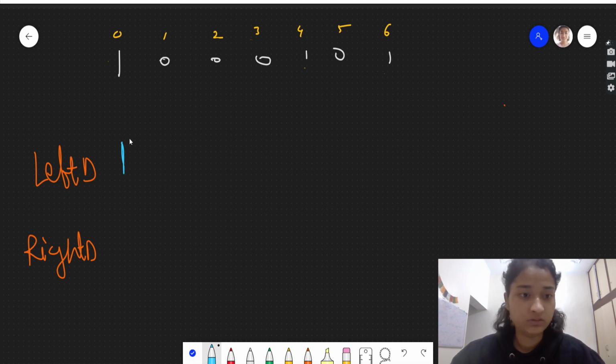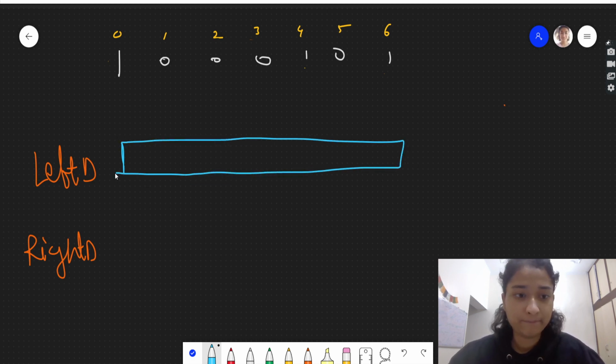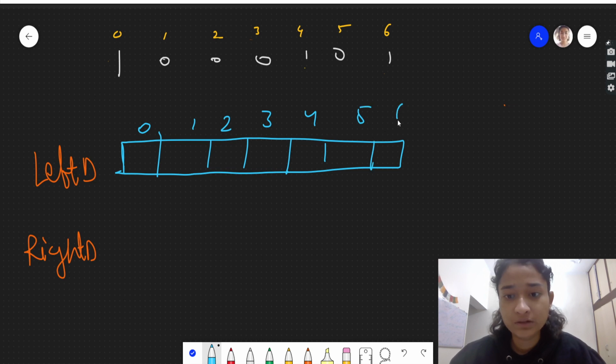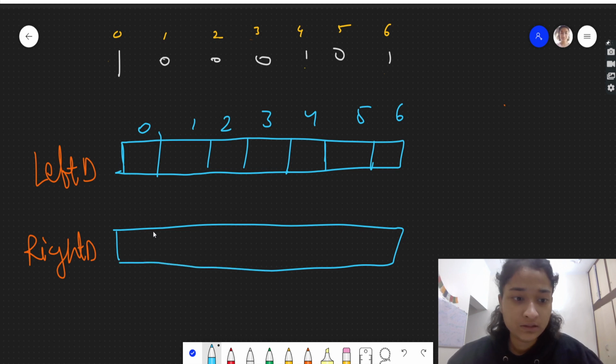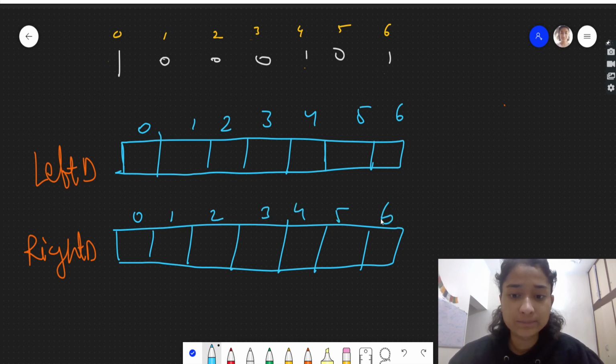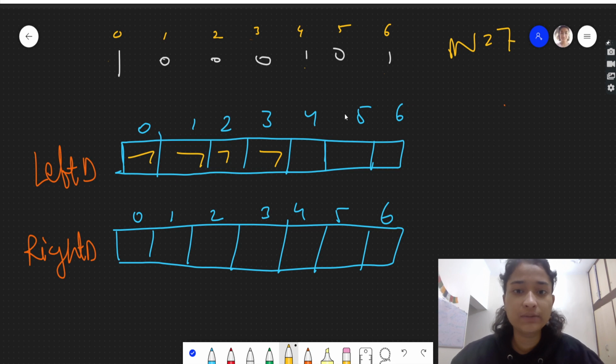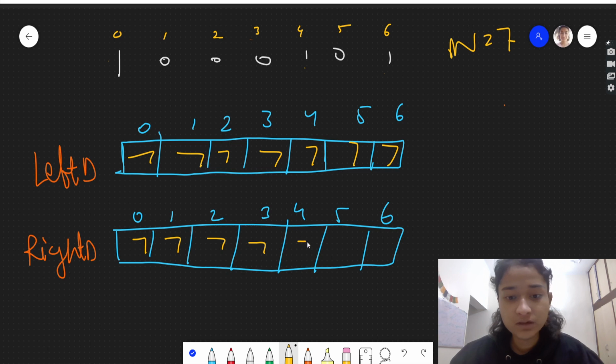So let's have an array. It will be the same size as this array, 4, 5 and 6, right? And this will be the right array, 0, 1, 2, 3, 4, 5 and 6, right? So initially let's give a maximum value, 7, 7, 7. The size, this is n is equal to 7. There are 7 elements. So just give any maximum value. Let's say we are giving 7 initially, right?